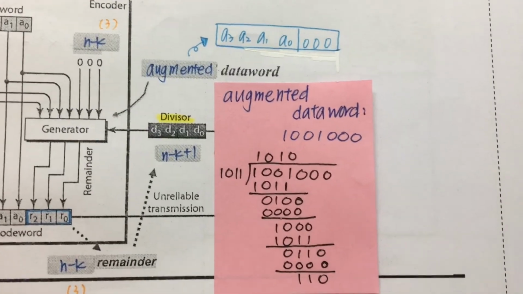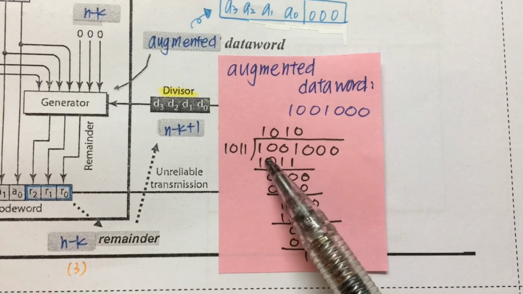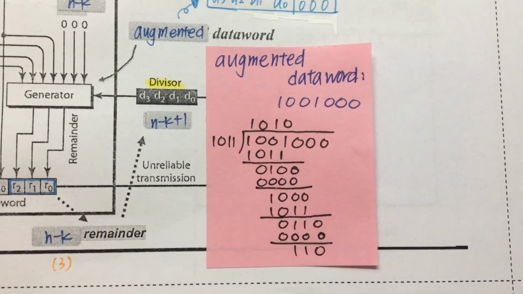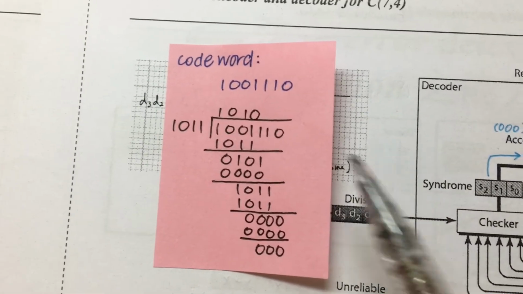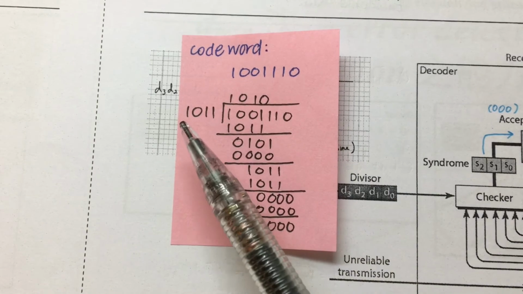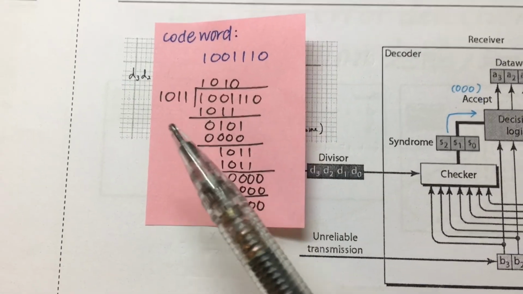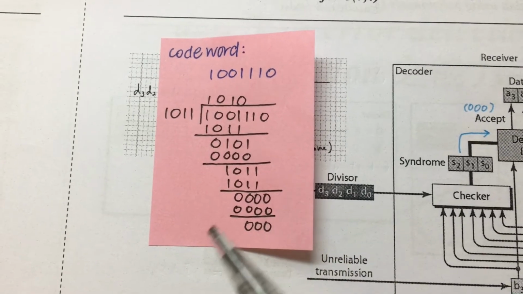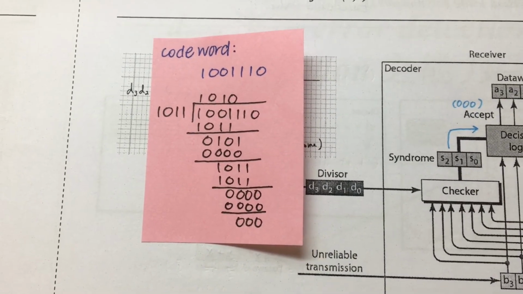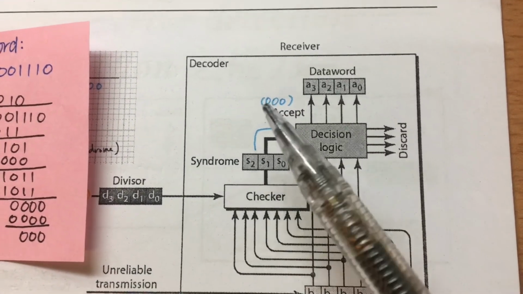In the generator, the augmented data word is divided by 1011. The remainder is 110. We can get the code word 1001110. In the checker, the code word is divided by 1011. If the remainder is 0, the syndrome will be 0. If the syndrome is 0, the data will be accepted.